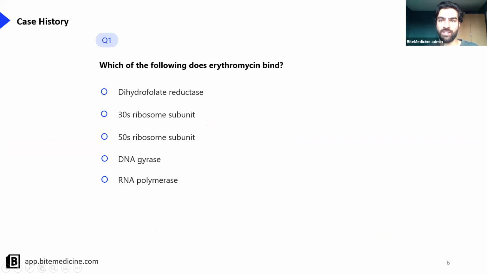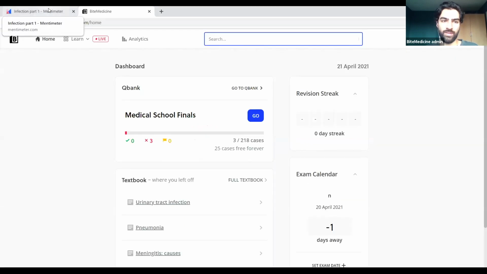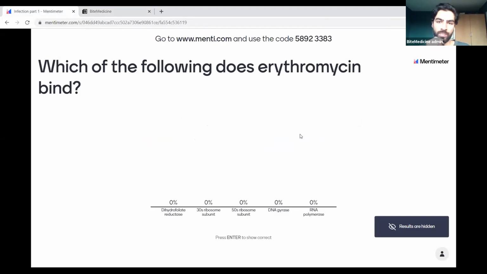Okay, first question. If we pop over to Menti, so if we go over to menti.com and we pop in the code 58923383, you can answer the question: which of the following does erythromycin bind? Dihydrofolate reductase, the 30S ribosome subunit, 50S subunit, DNA gyrase, or RNA polymerase? Bit of a tricky question to get started with, to be honest, but I think it's something that you guys do need to know, unfortunately.